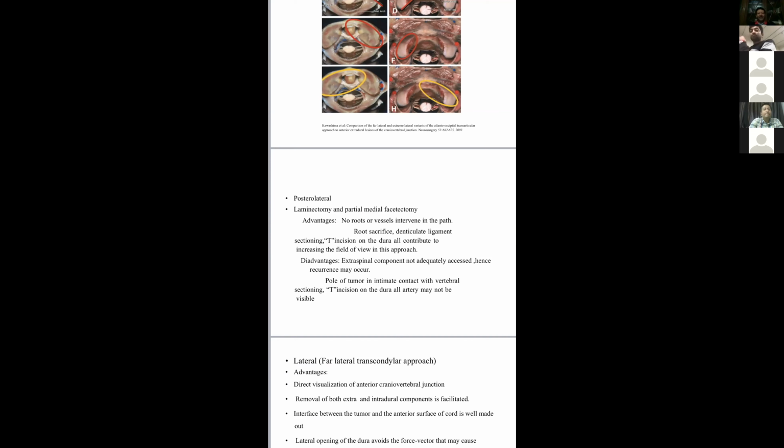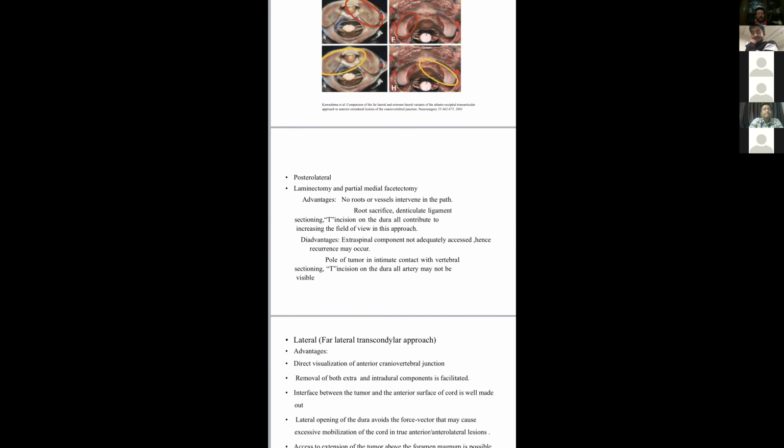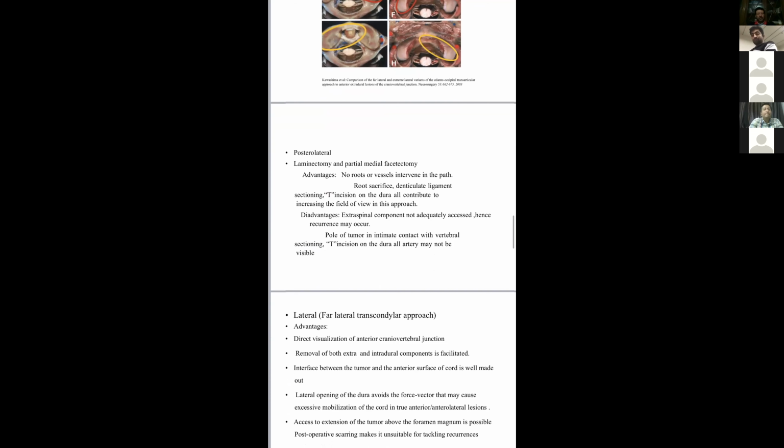Disadvantage: extraspinal component not adequately assessed, hence recurrence may occur. Polar tumor in immediate contact with vertebral arteries on the dural side, the artery may not be visible.